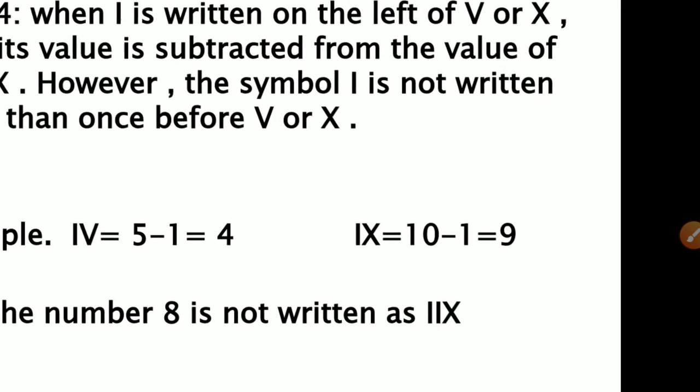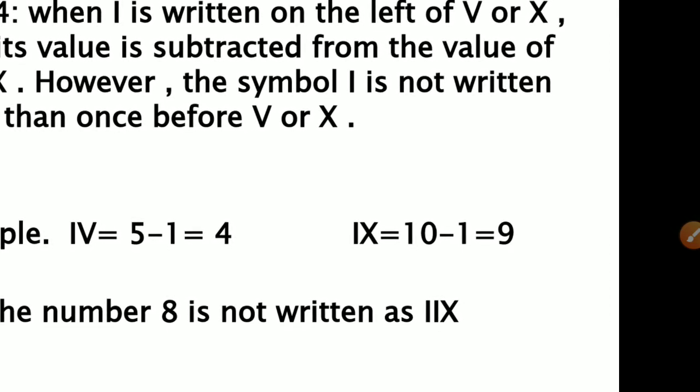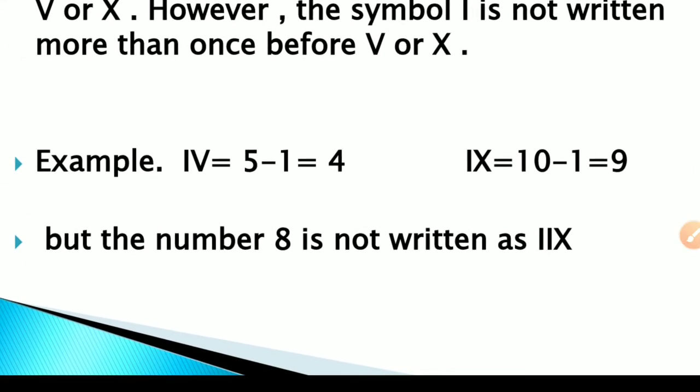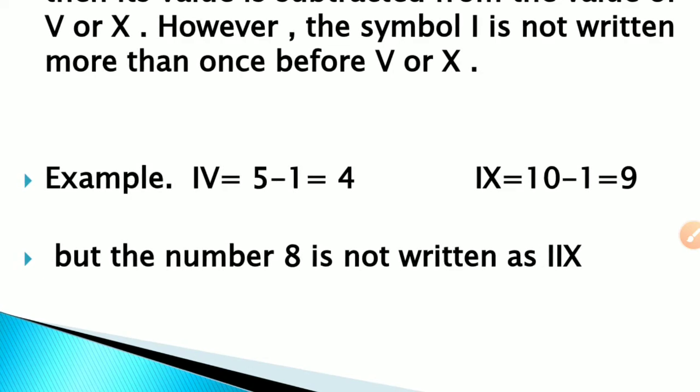Next example. I and X. The value of X is 10. The value of I is 1. We need to subtract the value. That means 10 minus 1 is equals to 9. But the number 8 is not written as IIX. Why? Because I is used only once before V or X. That means on the left hand side we will write I only once.